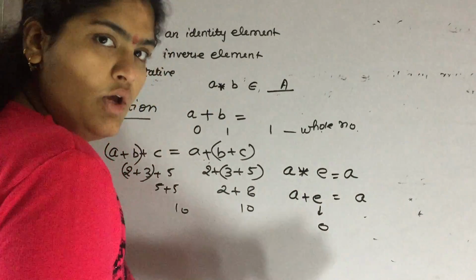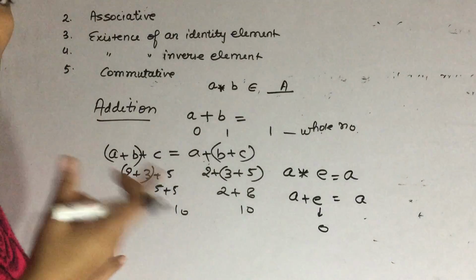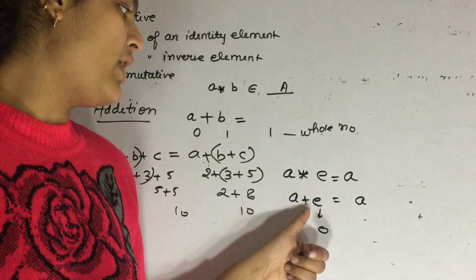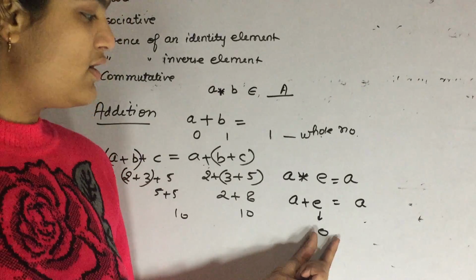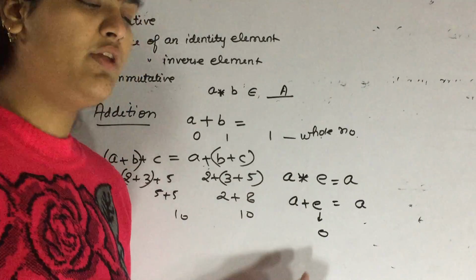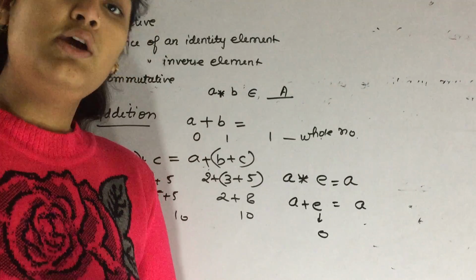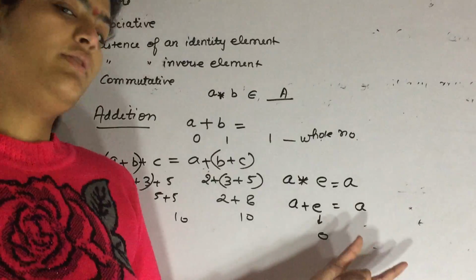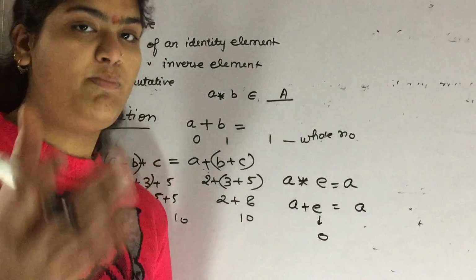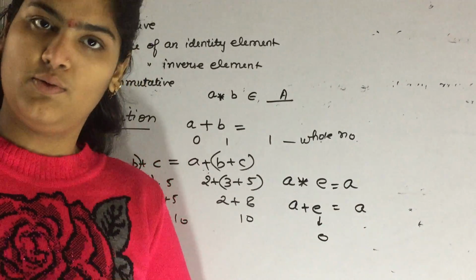It's 0. So for identity element on operation addition, your identity element will be 0. Because whenever you are adding 0 into any of the number, you will get the same number. So identity element is that number for which you will get the same number when you apply the binary operation. Okay?